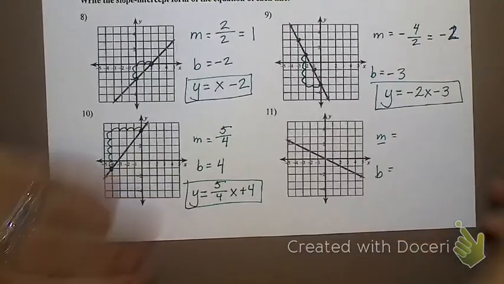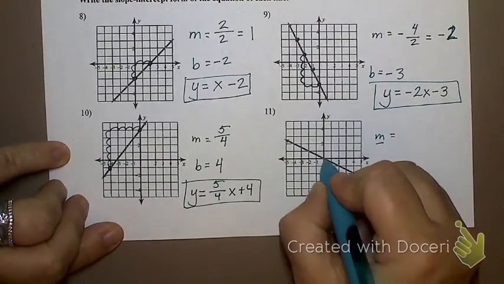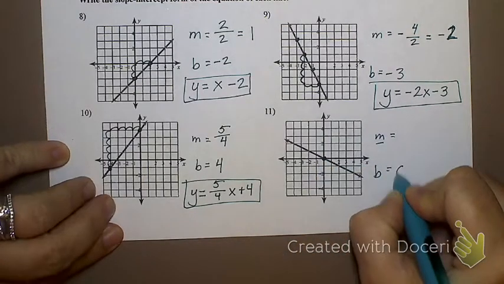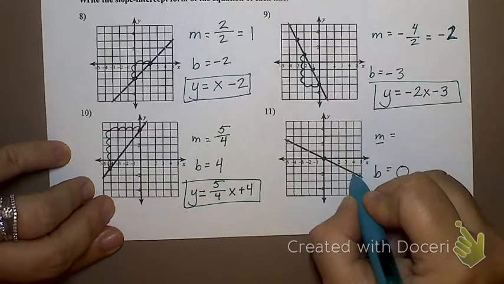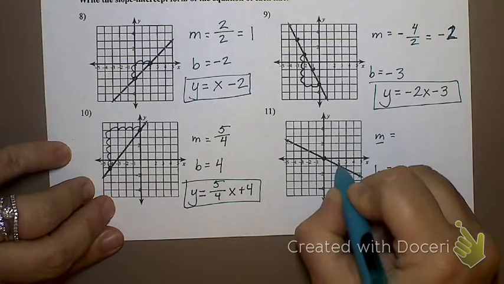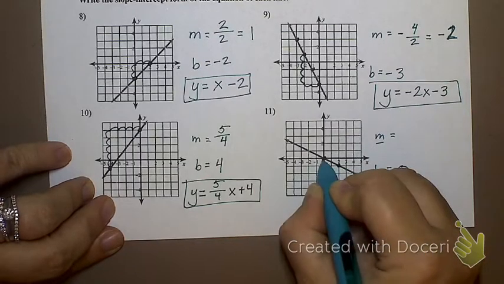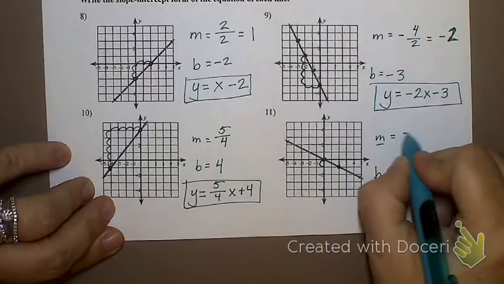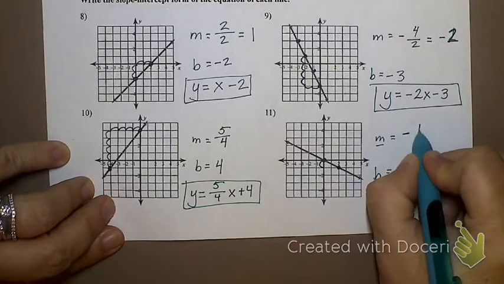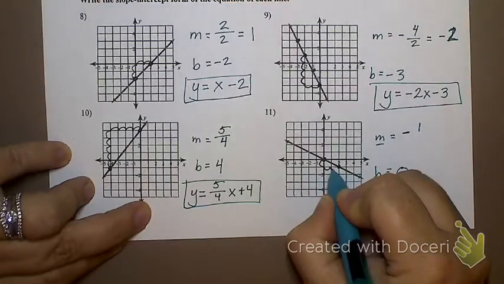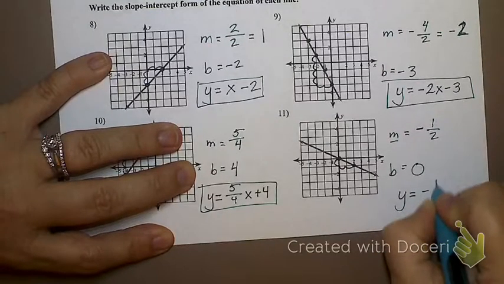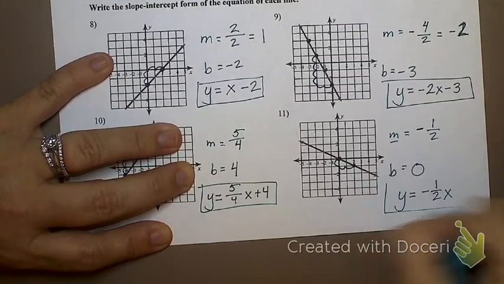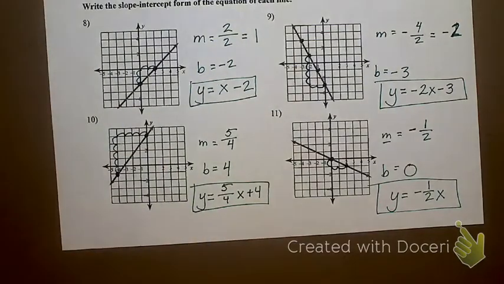All right, number 11. What is my y-intercept? 0. Okay. What's another point I can use? 2, -1. So let's see. I'm going downhill, so I know that my slope is negative. You go down 1 and over how many? 2. So my equation is y equals -1/2 x, and I don't need to write a plus 0 because plus 0 doesn't mean anything. Right?